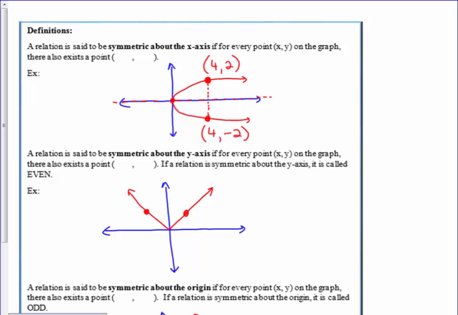So a relation is said to be symmetric about the x-axis if for every point (x, y) on the graph there also exists a point with the same x but an opposite y value.